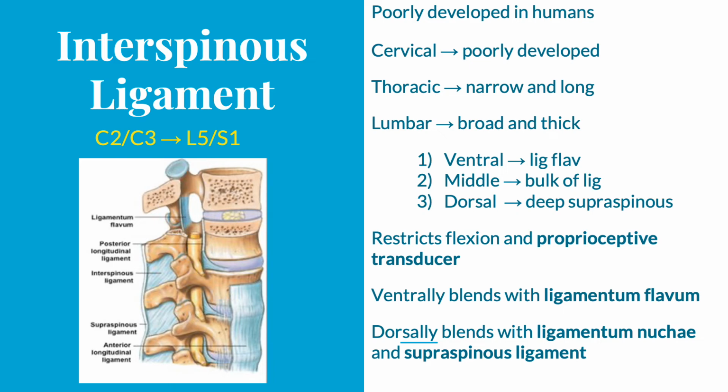So what's it going to do? It's going to restrict flexion a little bit in the cervical and thoracic, if at all, because remember, it's very poorly developed, maybe a little bit more in the lumbar region, but it's also going to be a proprioceptive transducer. Remember when we were talking about all the little muscles that are very poorly developed? They are typically really, really dense with proprioceptive transducers and mechanoreceptors. So it's going to be really important in those features.